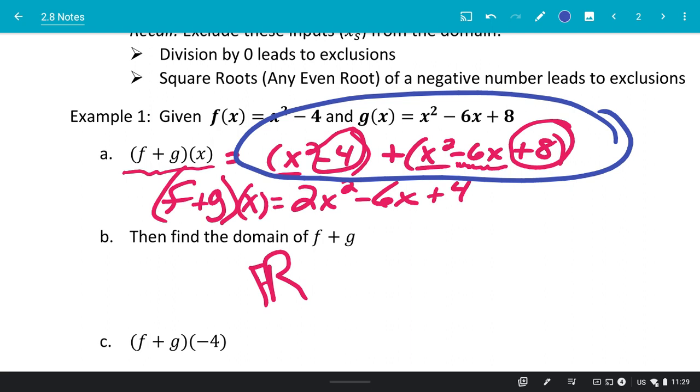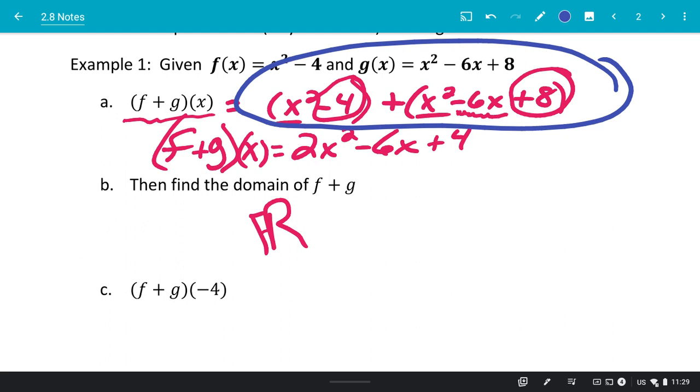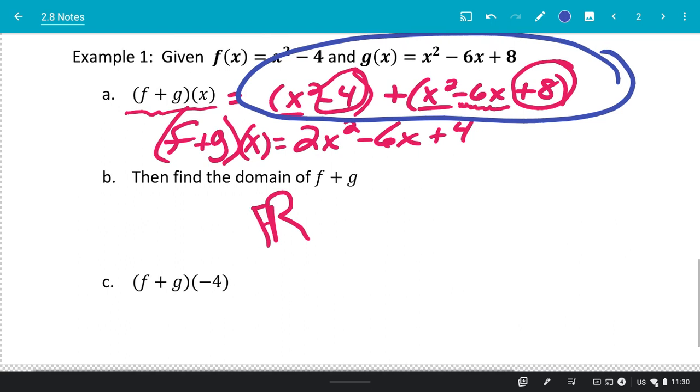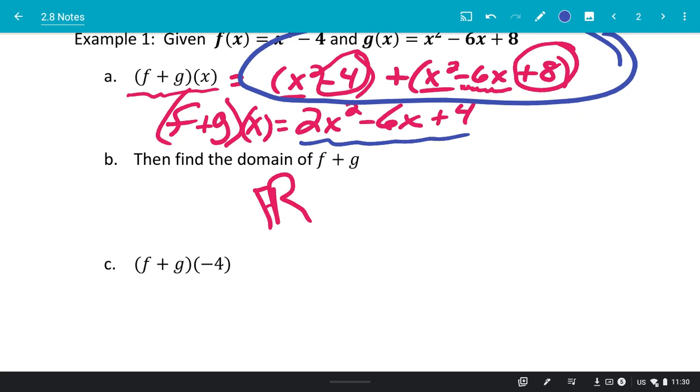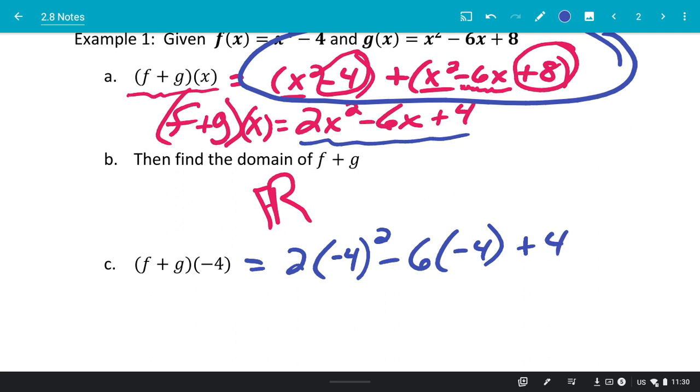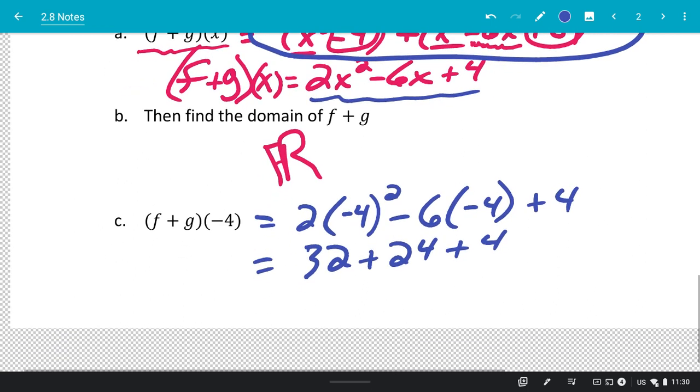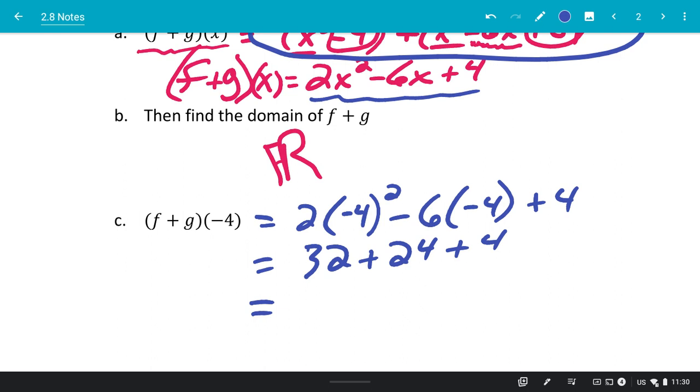All right, so what does this mean? This f plus g of negative 4. It just means now we're going to plug negative 4 into our new function. So in this case, we would have 2 times negative 4 squared minus 6 times negative 4 plus 4. Negative 4 squared is 16. 2 times 16 is 32. Negative 6 times a negative 4 is a positive 24. 32 plus 24 plus 4 is 60.